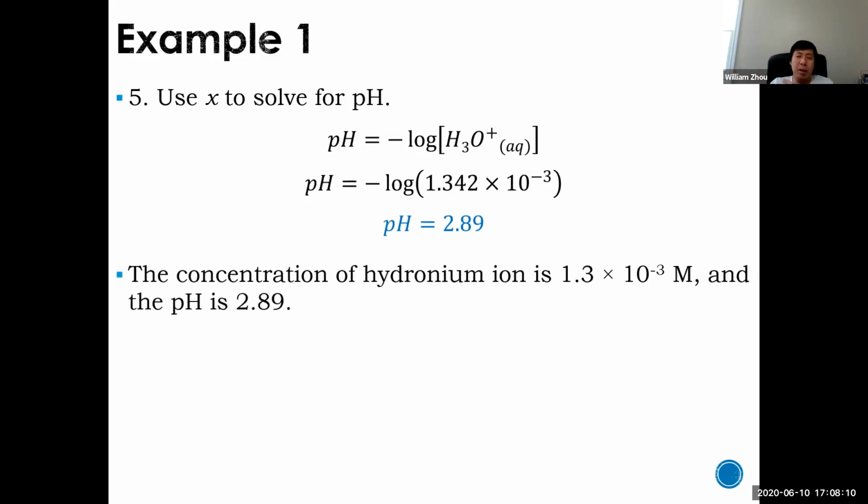All right, so that's it. The concentration of hydronium is 1.3 times 10 to the negative 3, and the pH of acetic acid is 2.89. Does that make sense logically? Acetic acid, being an acid, has a low pH. That makes perfect sense.